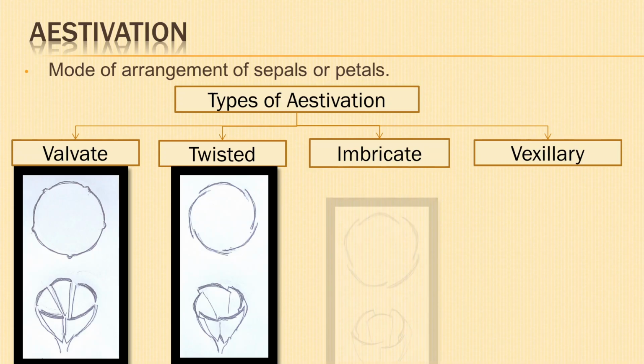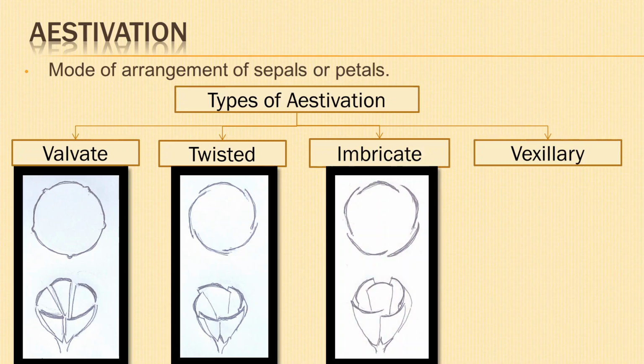Imbricate. In this type of estivation, one of the sepals or petals is internal and is overlapped on both the margins, and one of them is external. Rest of the sepals or petals have one inner overlapping margin and the other outer overlapping margin. Example, cassia.